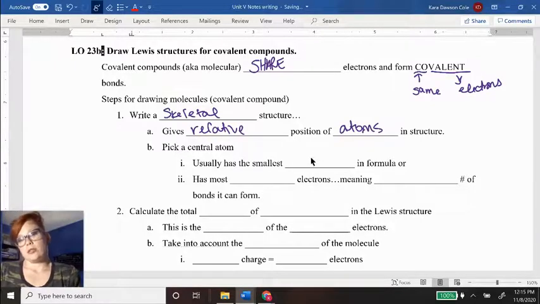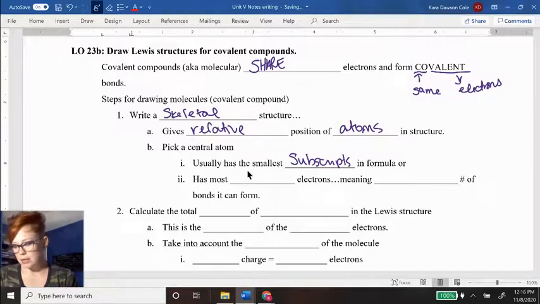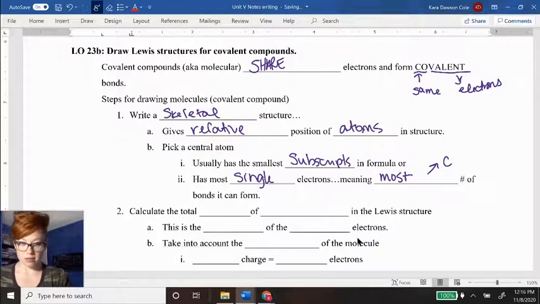You need to pick a central atom. So the central atom is going to have the smallest subscript in the formula and has the most single electrons, meaning that it has the most number of bonds it can form. Hint for this, carbon is always going to be the central atom for any carbon compound because it can form up to 4 bonds. And that is probably one of the only elements that can form 4 bonds.